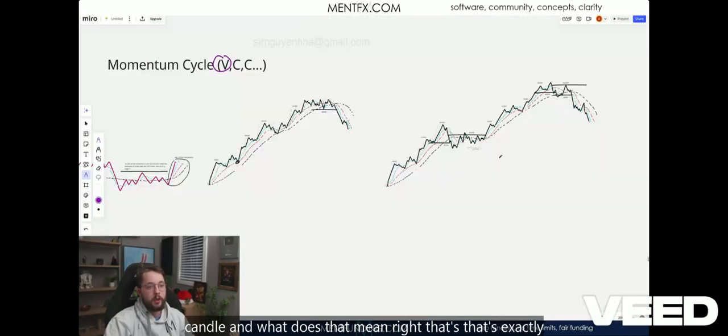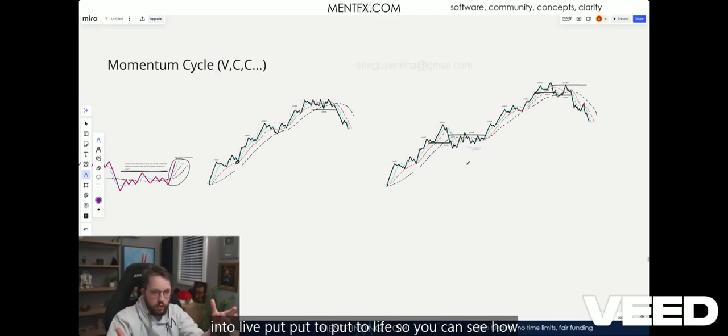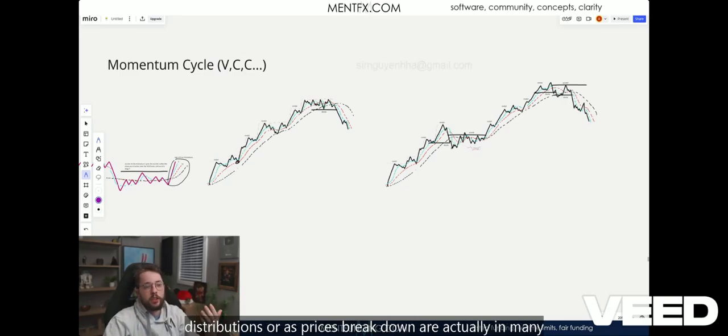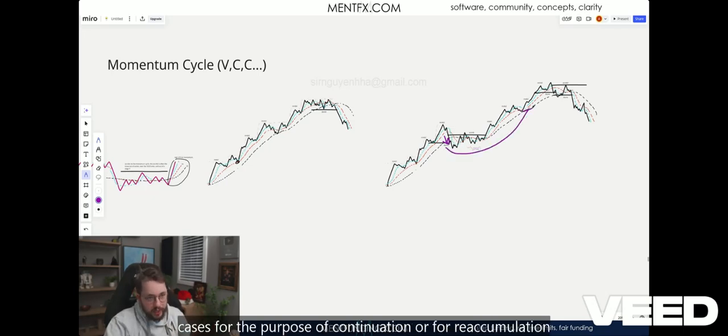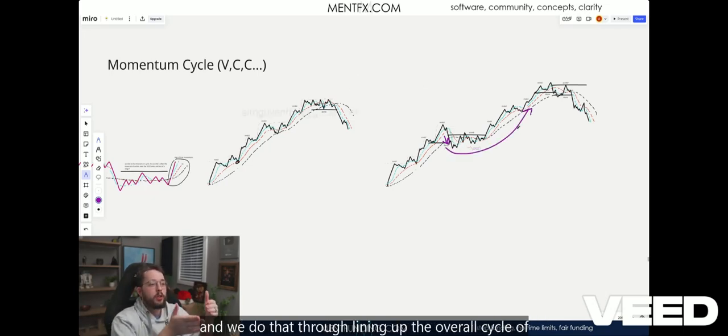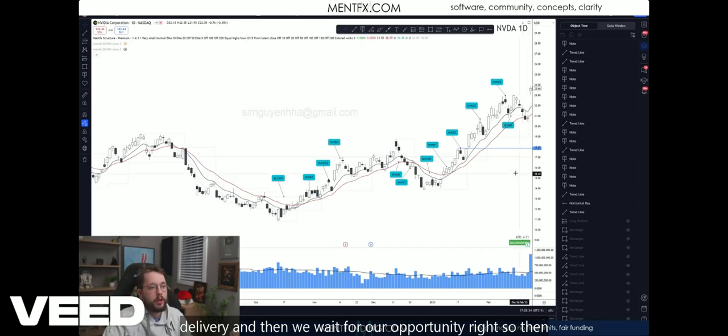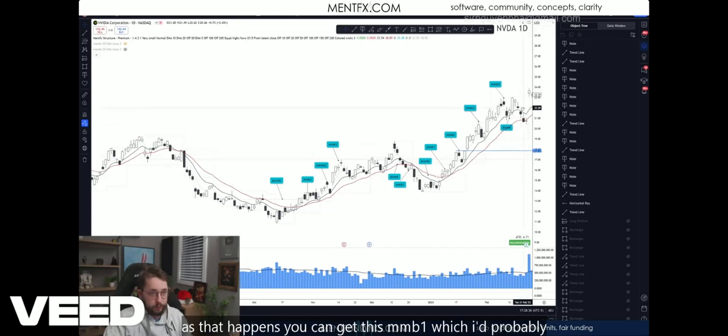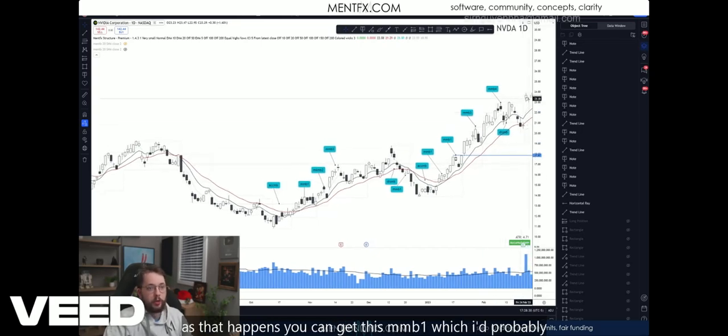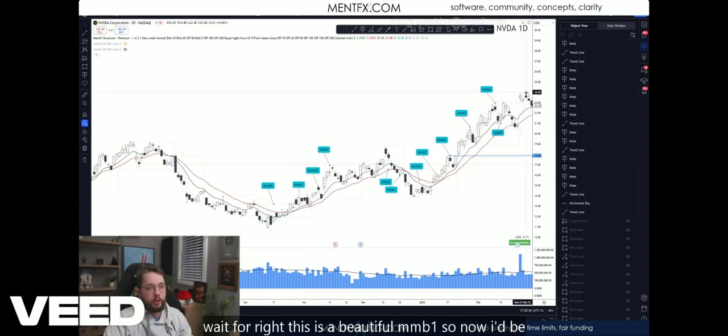And what does that mean, right? This is exactly the conceptual image put to life, so you can see how distributions, or as prices break down, are in many cases for the purpose of continuation or for reaccumulation. And we do that by lining up the overall cycle of delivery, and then we wait for our opportunity, right? So then as that happens, you can get this MMB1, which I'd probably wait for. This is a beautiful MMB1. So now I'd already be stalking for longs, because I would expect it to keep moving higher now.